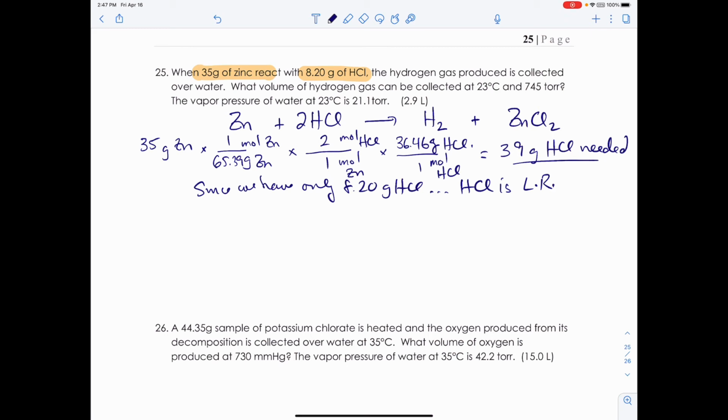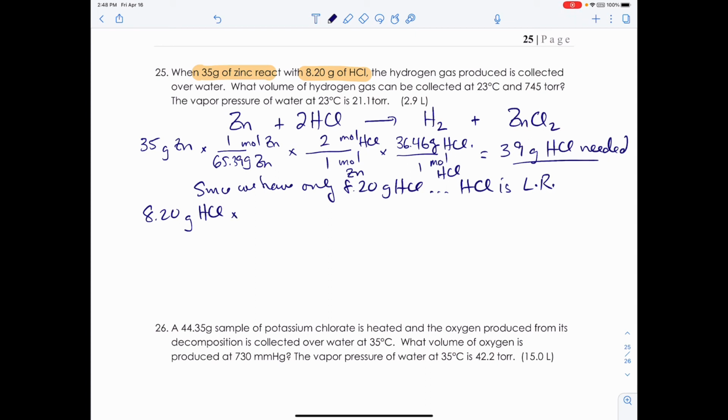So now that I know the acid is the limiting reagent, we'll start with that in another stoichiometry problem. We'll take the 8.2 grams of acid. Now we're wondering what volume of hydrogen gas can be collected. So we're going to take the grams of acid and calculate how many moles of hydrogen gas can be produced. Then we'll do an ideal gas law problem, but there's another wrinkle in there. I'm not sure if you noticed that. We'll talk about that in a moment.